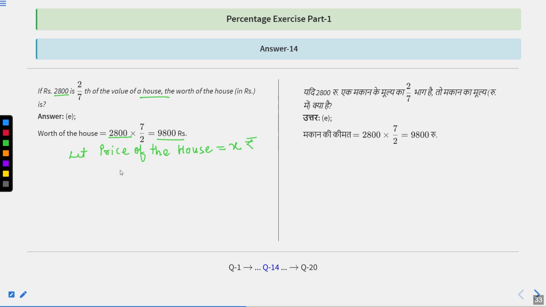So the question says, x multiplied by 2 by 7 is equal to 2800. So when you solve it, you get x equal to 2800 multiplied by 7 divided by 2. So you solve it, you get the answer 9800. Okay. Next one.